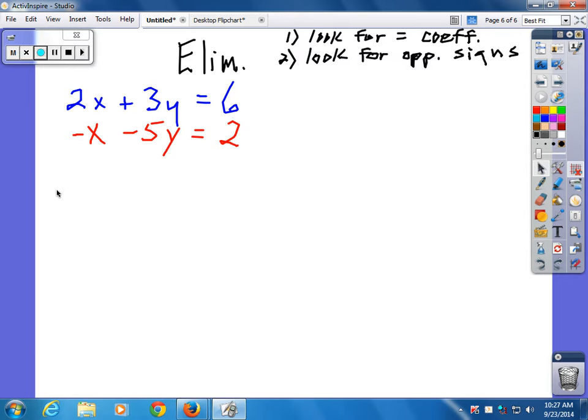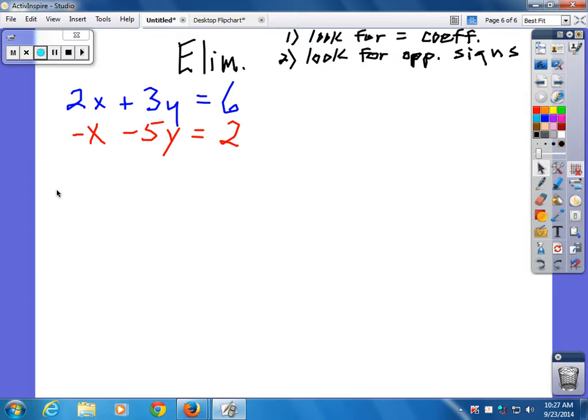Why? KISS method. What's the KISS method? Keep it simple. If I got rid of the Y, I'd have to multiply the top by 5 and the bottom by 3. If I get rid of the X, I just got to multiply the bottom by what? 2. So let's keep it simple. So multiply the bottom by 2.